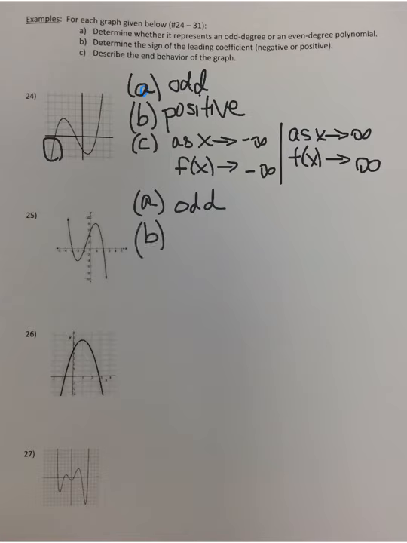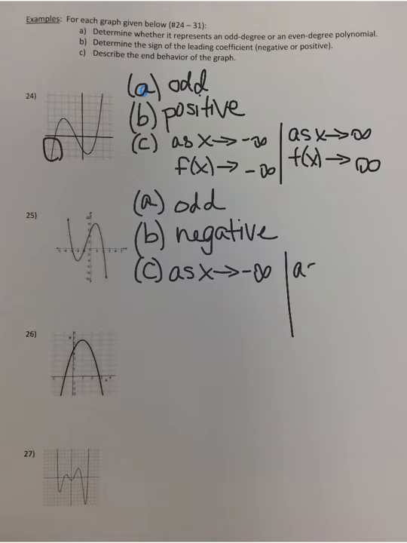Okay, we want to know whether the leading coefficient is positive or negative. So remember, just look at the far right-hand side of the graph. This graph is going down, so we are going to have a negative leading coefficient. Part C. So remember, same thing. We always want to go toward negative infinity, and we also want to look at where x is going toward positive infinity. And we just want to see what happens to those y values.